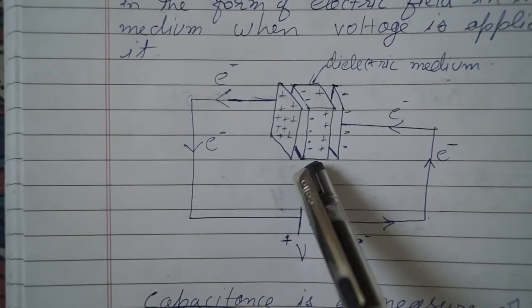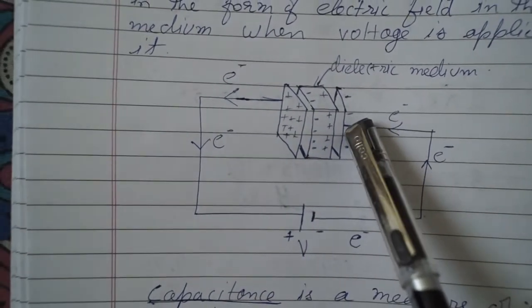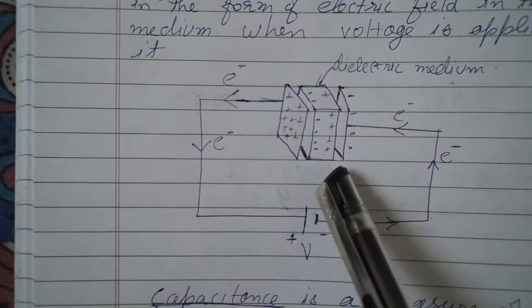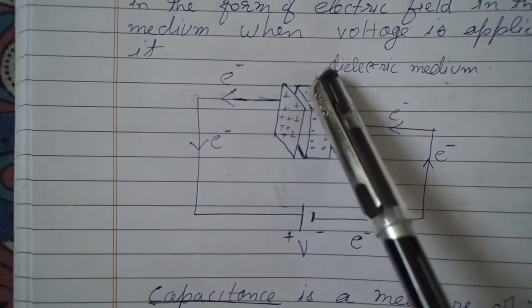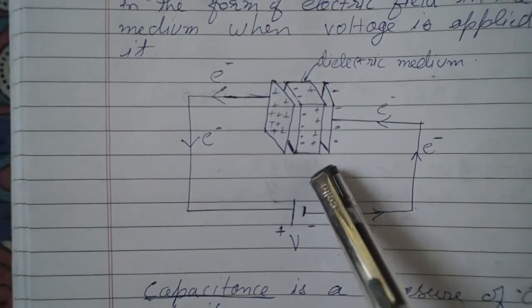So no electron is actually passing from this plate to this plate directly. This electric field is in between, so the energy is stored in this electric field.